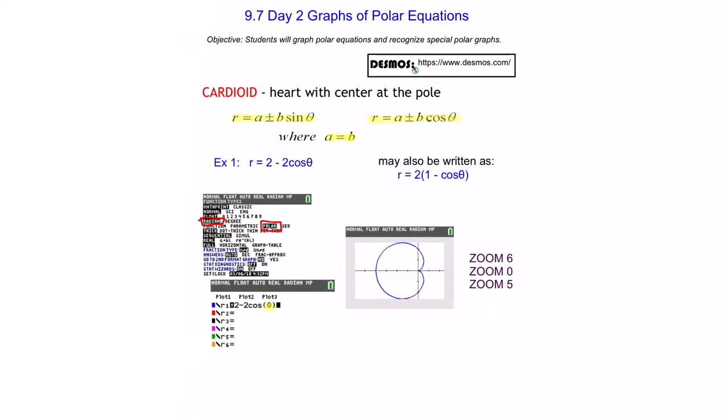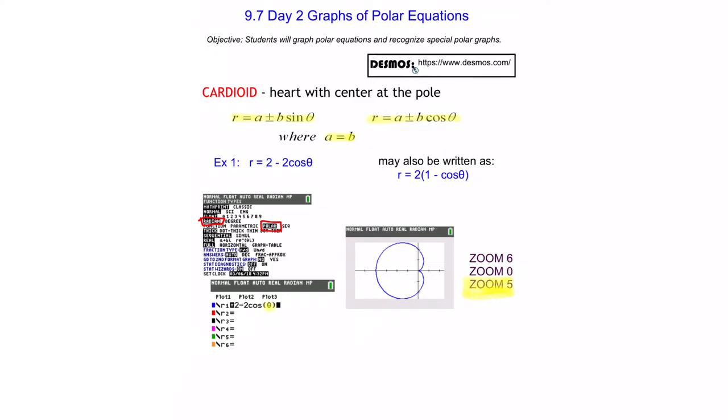And then when you go to graph, you can zoom a couple different ways to make it look like it does on the screen here. If you first start off with zoom 6, which is zoom standard, that will get you in your 10 by 10 window. But then if we go to zoom 0, that does a zoom fit, so it fits nicely on the calculator. And then the last one is zoom 5. Zoom 5 is zoom square, so once you get the zoom fit taken care of, if you do zoom 5, it'll make it look like the shape that it should, making your graphing calculator square instead of a rectangle on the graph.